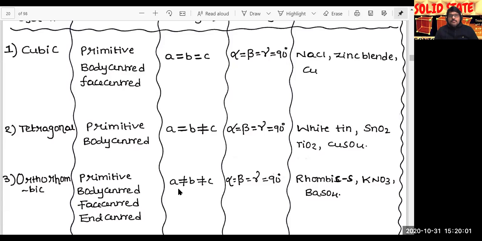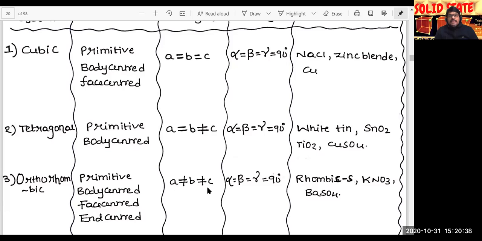How to define? A is not equal to B is not equal to C, but alpha, beta, gamma all are equal, and that is equal to 90. And in this, all the 4 types of unit cells were found: simple orthorhombic, body-centered orthorhombic, face-centered orthorhombic, end-centered orthorhombic. Here there is a possibility for asking a question: which of the following basic crystal systems has all 4 types of unit cells? Undoubtedly, orthorhombic.